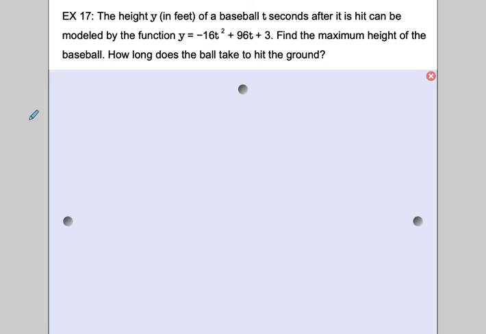How long does the ball take to hit the ground? Well, we know maximum height, and we know this is a parabola, so this thing opens down. So we're wanting to find the vertex. So that's what we're going to do. We're going to complete the square.